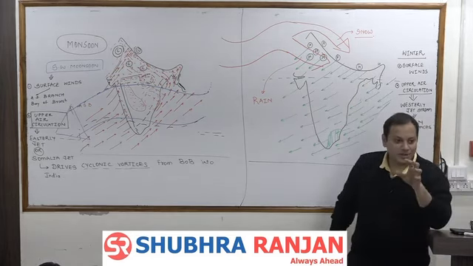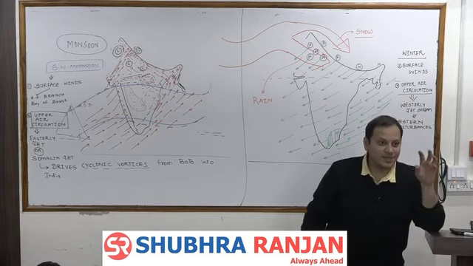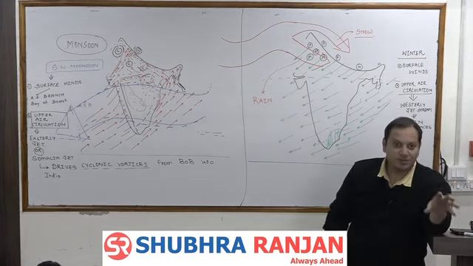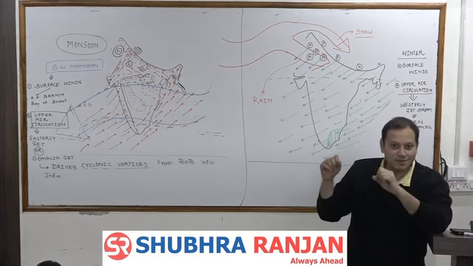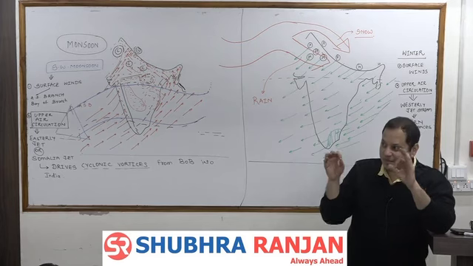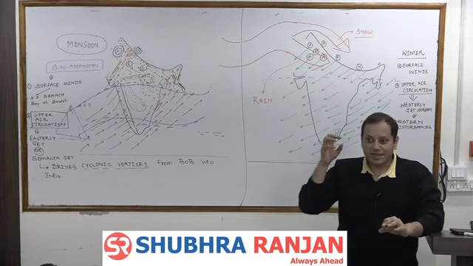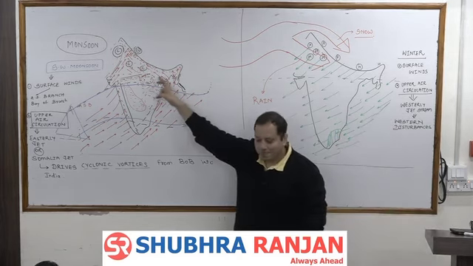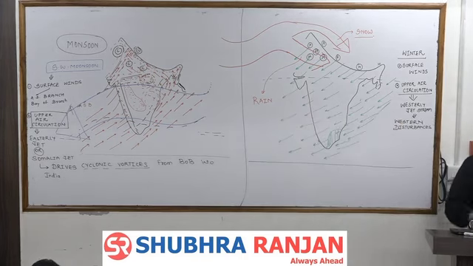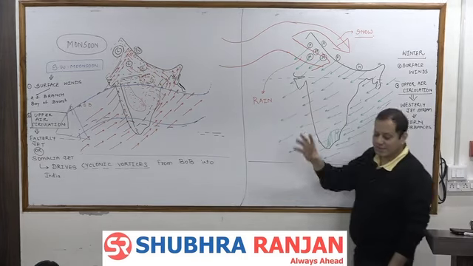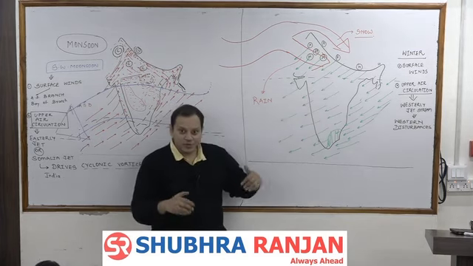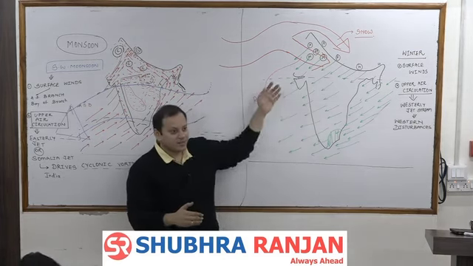Why? Because this jet stream is responsible for giving snowfall, and this snowfall is responsible for mighty Ganga, Yamuna, Brahmaputra, Indus. We call them perennial rivers because they get rainfall during the summer season, but they get snowfall during the winter season. So even if they do not get rainfall during the summers, their snow will melt. And who gives them snowfall? It's the jet streams.